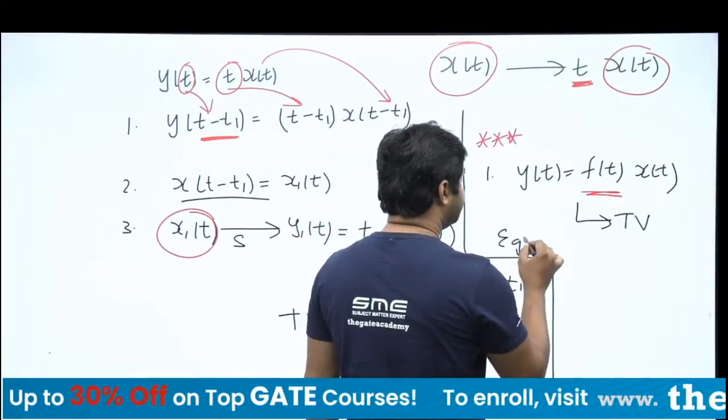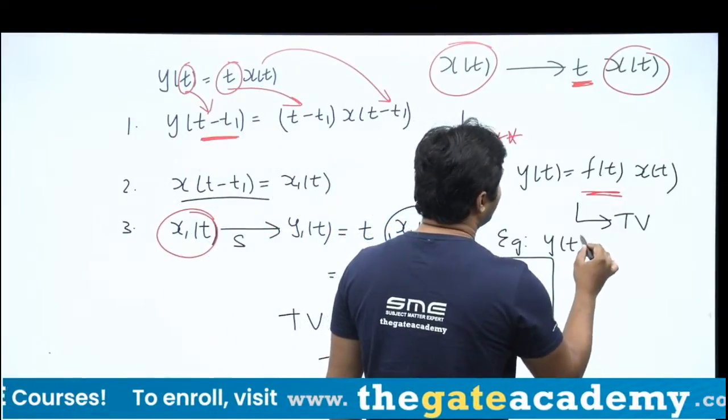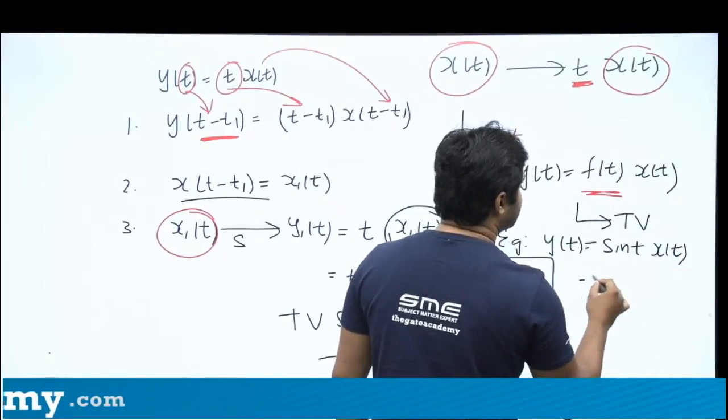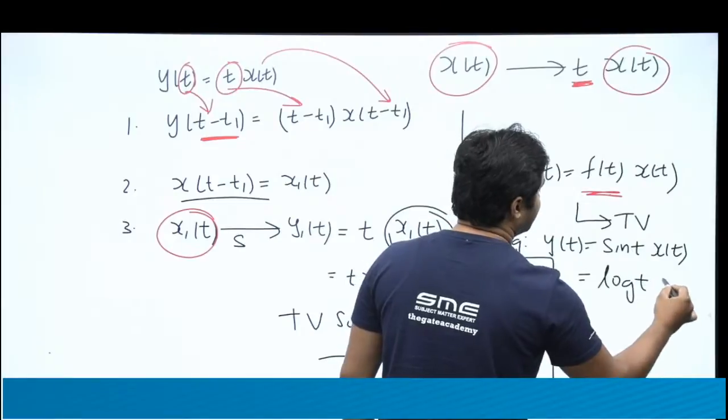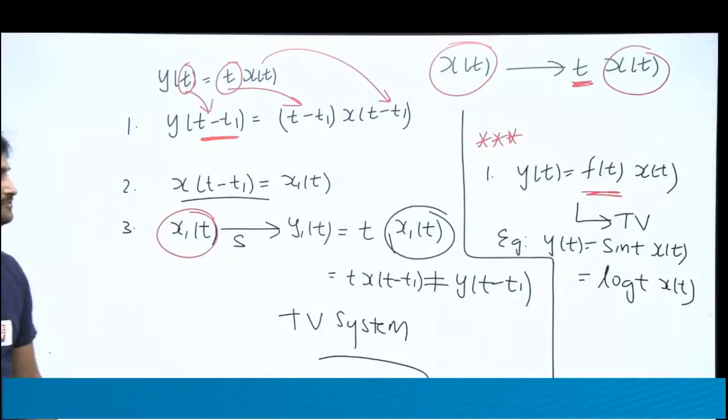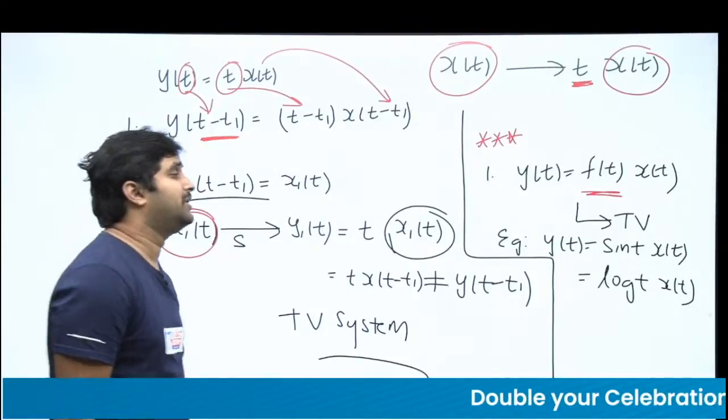Any other example? y of t is equal to sin t times x of t. y of t is equal to log t multiplied with x of t. So whenever you have these cases, the system is going to be time variant in nature.